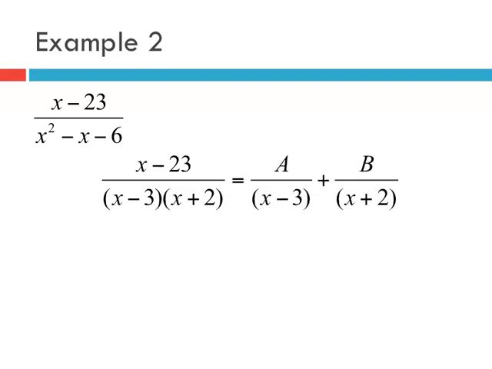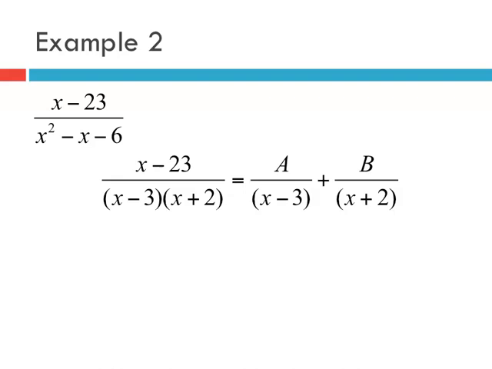Again, if your a and b's are swapped, so if you had a over x plus 2 and b over x minus 3, that's fine. Your a and b values will be swapped, but in the end, when you plug them back in, you'll have the correct corresponding value on top of the denominator.